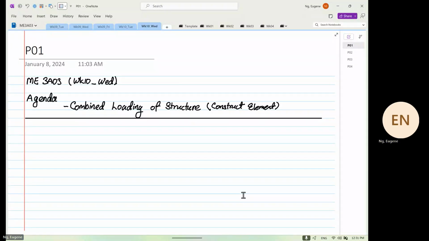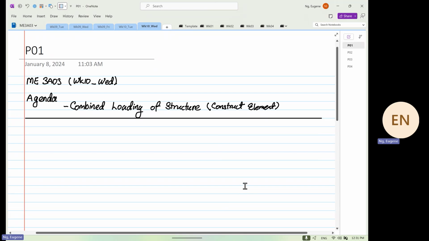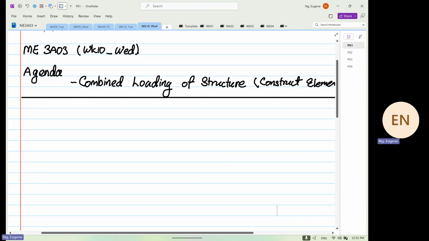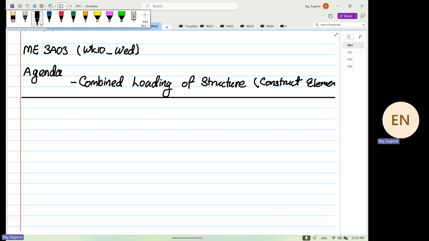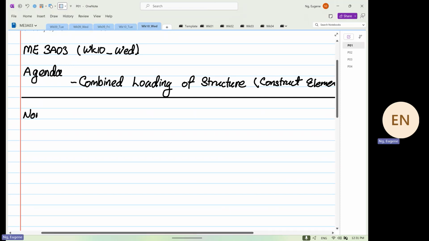Today we are going to do combined loading of structure and how to construct an element, labeling of an element. Okay. So now I'm going to look at two sets of formula, which we have learned. Okay. So normal stresses.